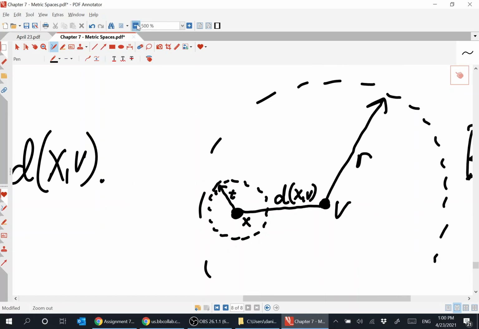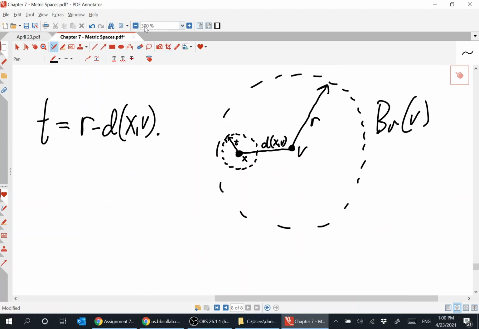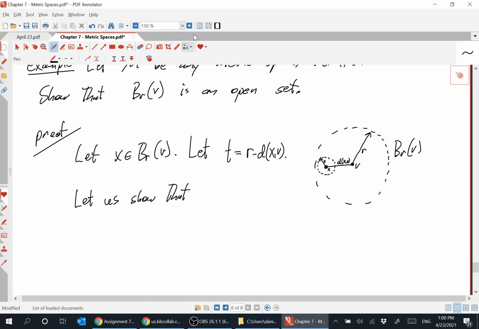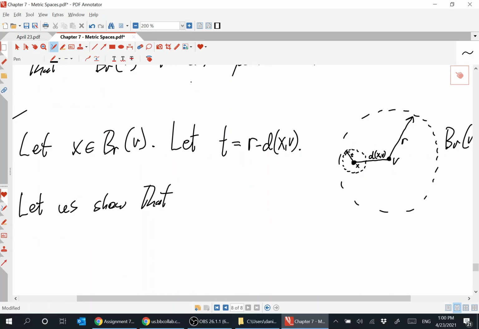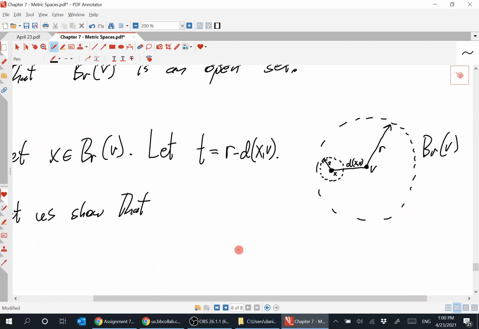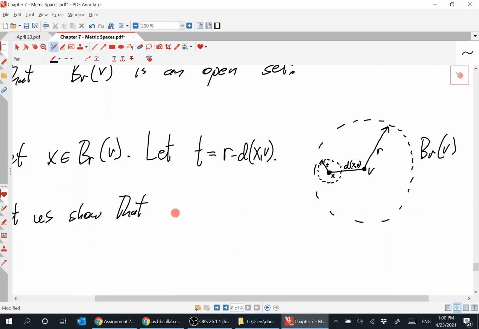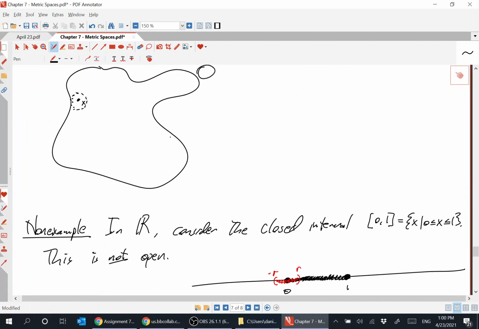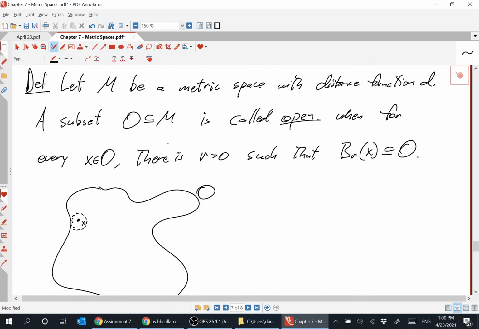Your intuition has served you right, but intuition itself is not a proof. One actually has to prove that the intuition is correct. So let us show what needs to be true: that t plus dxv is less than r. Let's look at the definition. You're on the right track, but let's look at the definition.